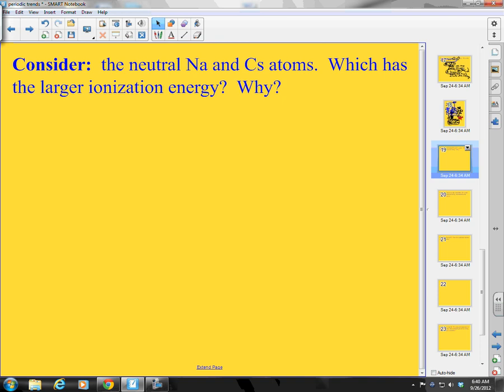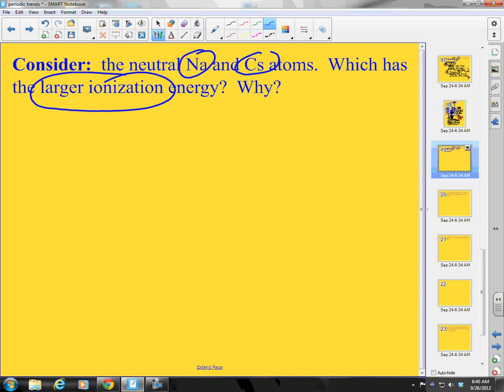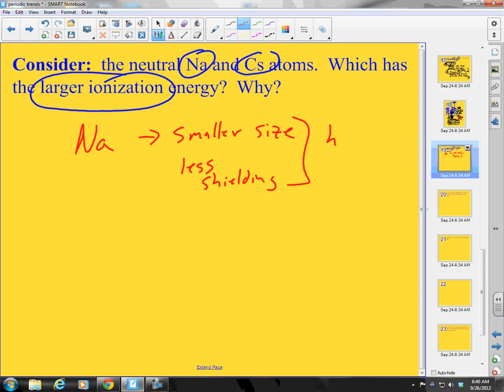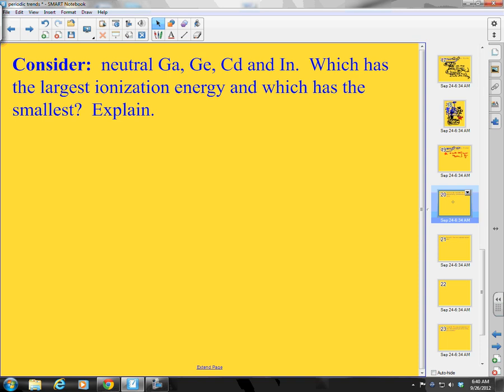Okay? Good. So let's answer our question. What is the trend here? Cesium or sodium, which has the larger ionization energy? The answer here is sodium. And why is that? Because it has a smaller size and less shielding. Those two together make it harder to remove an electron. Got it? All right, let's see if you really do. So you guys take a look at this one. Pause me. When you have an answer, come back.